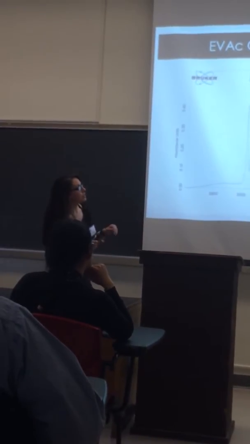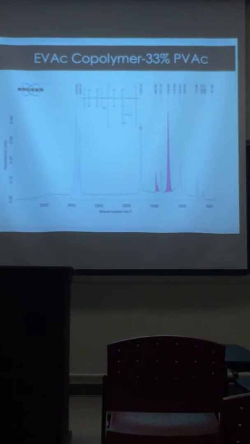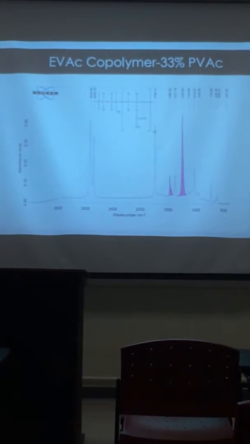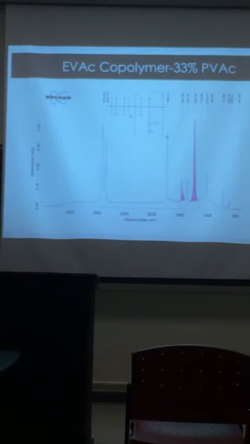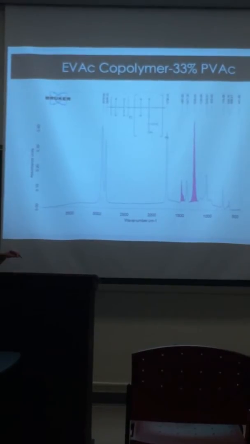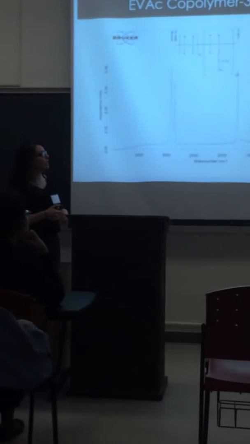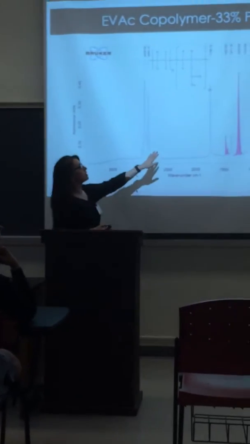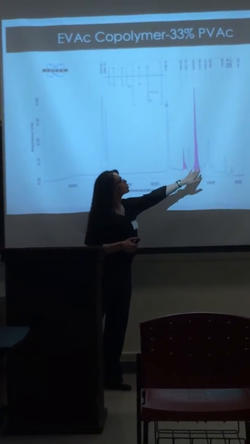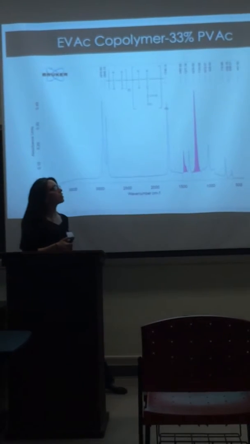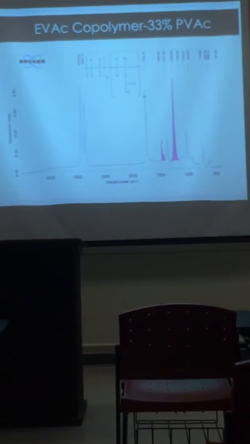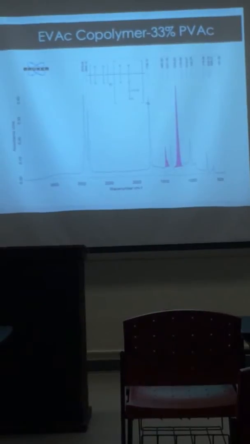And they're at the 1467, which again represents the methylene in the PE, and you have the 1235, which represents the ether of the acetate in PDAC. You can still see that the 1736 peak, the 1020, and the 720 peak are still there. That represent the carbonyl, the acetate, and the chain of methylenes.